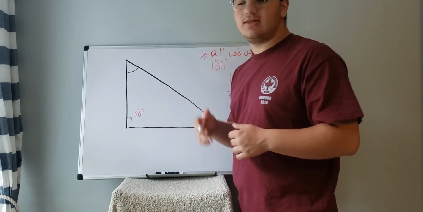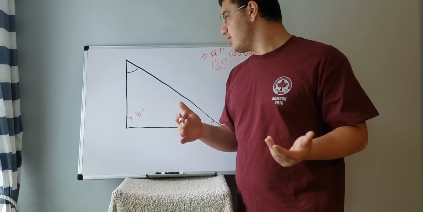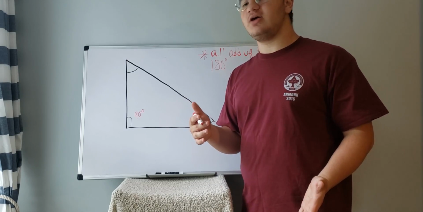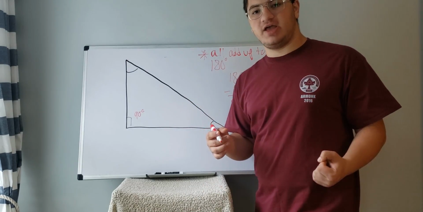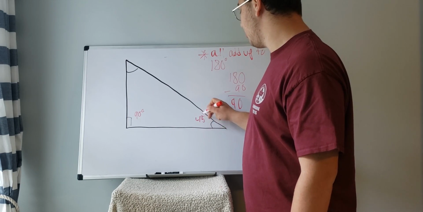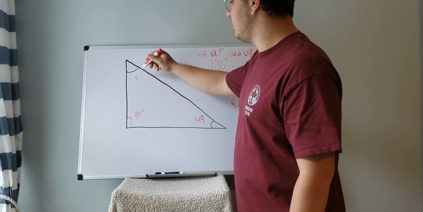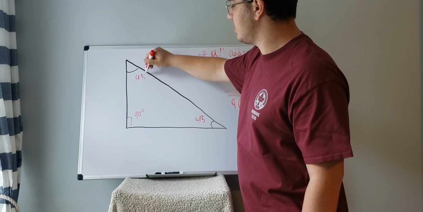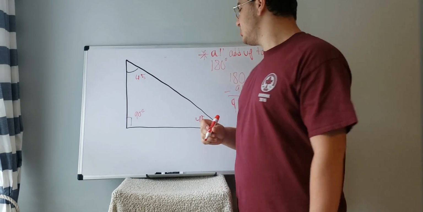So we know that a 90-degree angle is 90 degrees, right? So half of a 90-degree angle would be a 45-degree angle. So we're going to write 45 here and here. And why is it 45? Let me just explain it again.